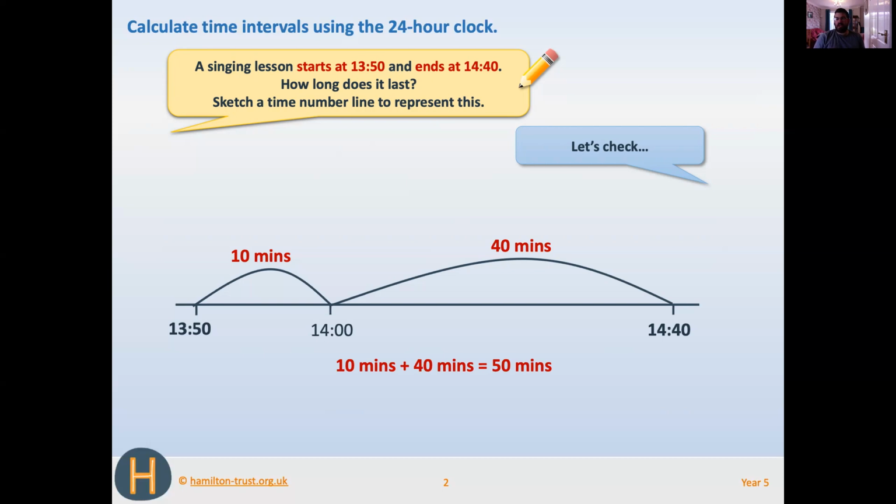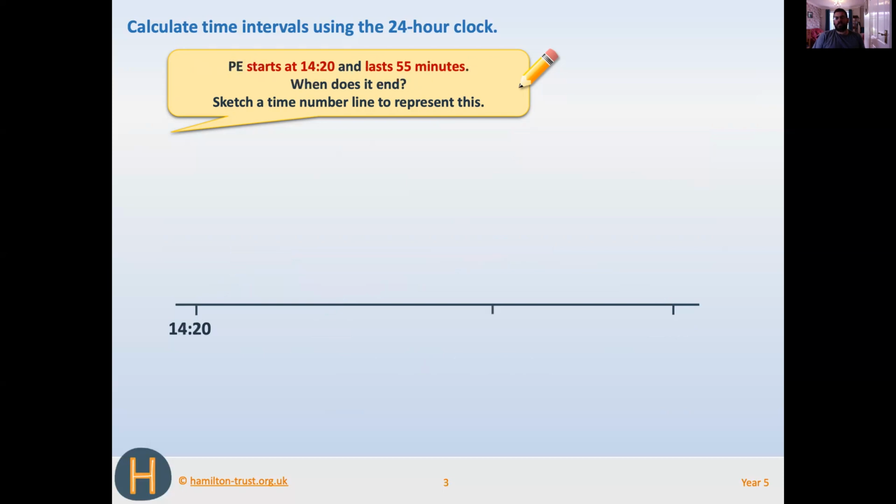Difference between 2 times. Hopefully you should also be able to jump a few hours on if you need to. But sometimes we might say that PE starts at 14:20 and lasts 55 minutes. When does it end? Again, we could do this a number of different ways. You could know that 55 minutes is very close to an hour, so you could think, jump on an hour, come back a bit. What's it going to be?